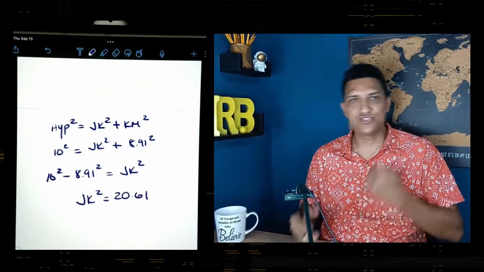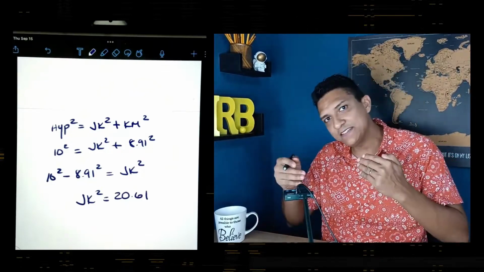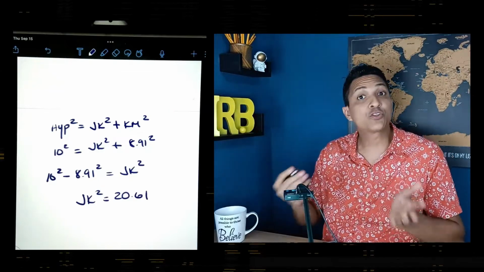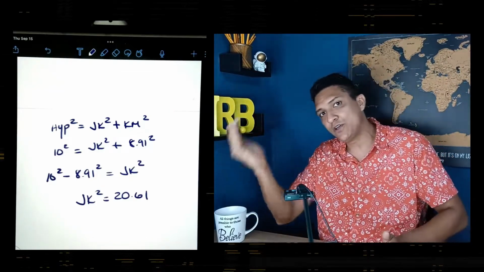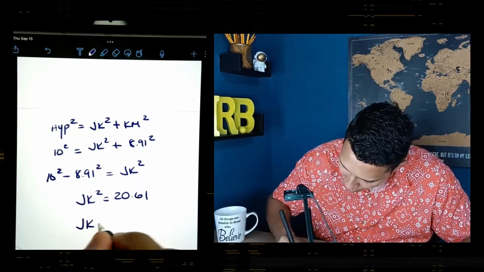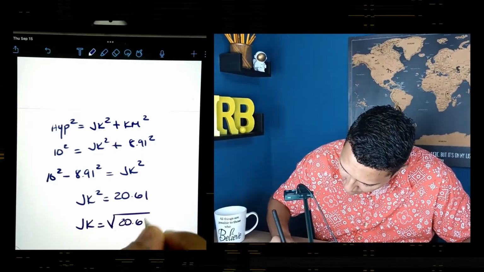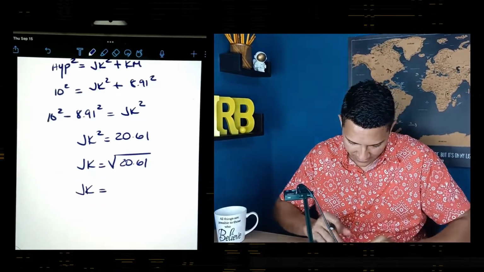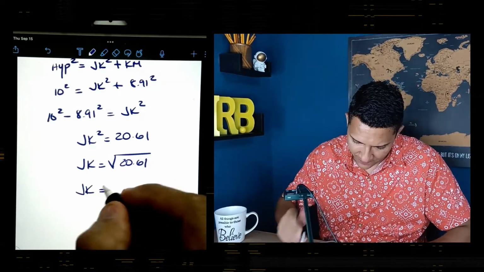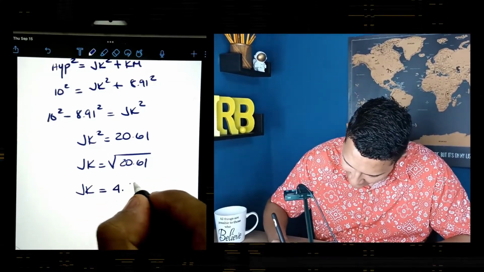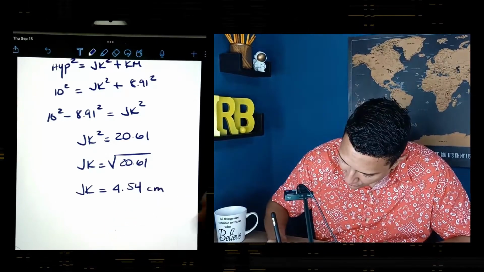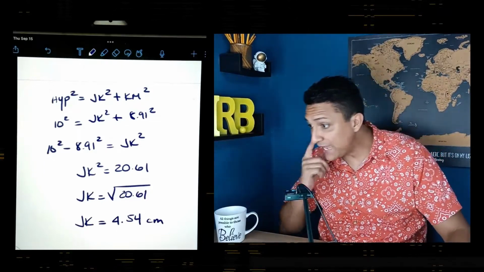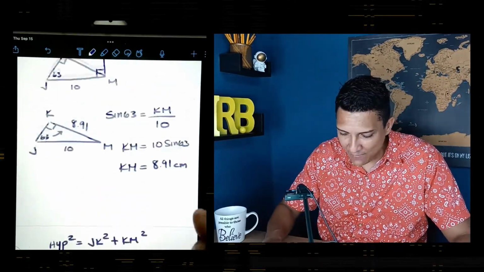But I don't want JK to the second power. I want JK. So that means that I need to move that square to the other side. And I'm going to apply the square root, because a power, when it passes to the other side, passes as the root. So JK is going to be the square root of 20.61. And that means that JK is 4.54 rounded to 3 significant figures. And that's the answer, as you can see. So that is JK. Let's go now with ML.